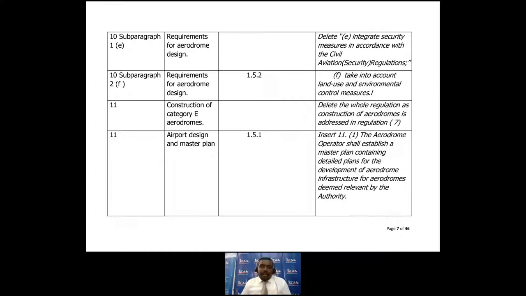And then construction of category E aerodrome, that regulation was deleted because it is addressed in regulation 7, that is on construction of aerodrome, and there was no need to have a repetition of a construction of category E. And then aerodrome design and master plan, because of the changes introduced in section 1.5.1 of the aerodrome design and operations, we introduced a new regulation here, that is 11. The aerodrome operator shall establish a master plan containing detailed plans for the development of aerodrome infrastructure for aerodromes deemed relevant to the authority.